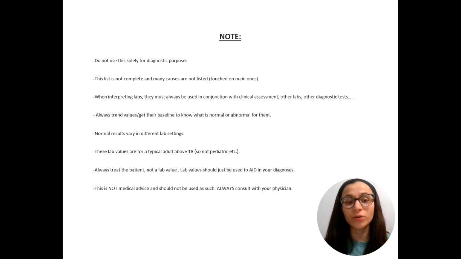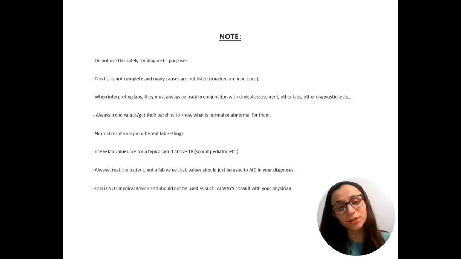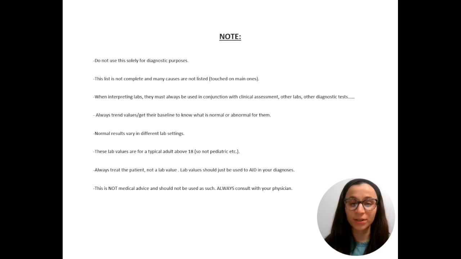And like we said before, always treat the patient, not the lab values. The lab value should only be used as an aid in the diagnosis. Then again, this is not medical advice and should not be used as such, and please ask your physician for anything else. So let's get started with the actual lab interpretation course.